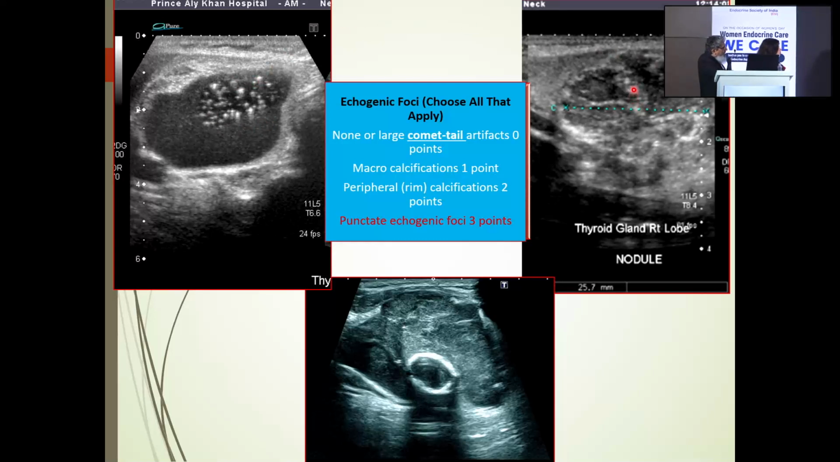This is a typical abnormal calcification which is a psammoma body, punctate and peripheral. So these are the three P's which you generally look for.